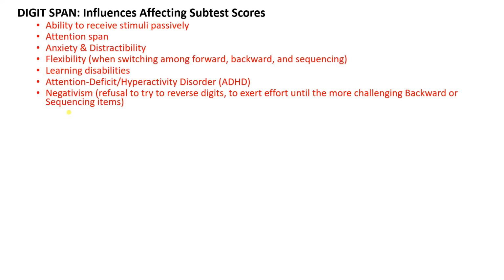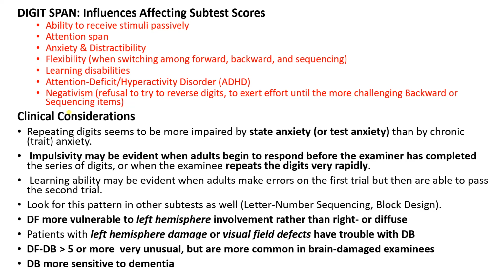Learning disabilities, people having difficulty, say, in arithmetics will definitely perform poorly on this. Similarly, ADHD is one of the diagnostic categories that can influence the digit span test. And as with many of the subtests, negativism, refusal to try to reverse the digits or to put effort to solve the most challenging problems like in backward digit span or sequencing items reflects negativism.